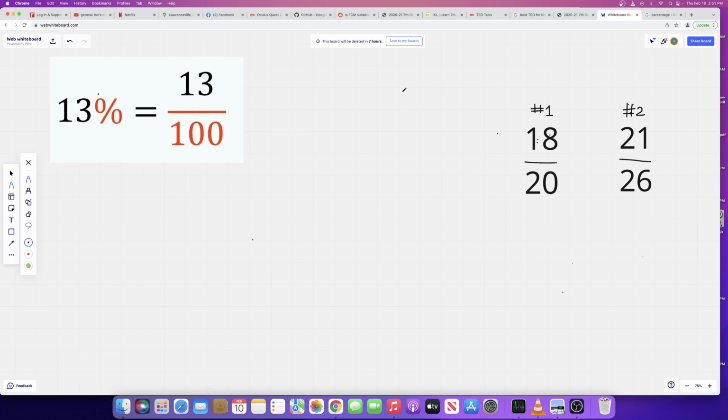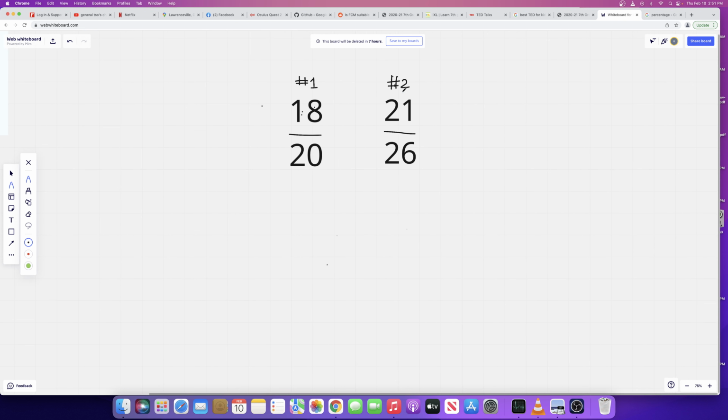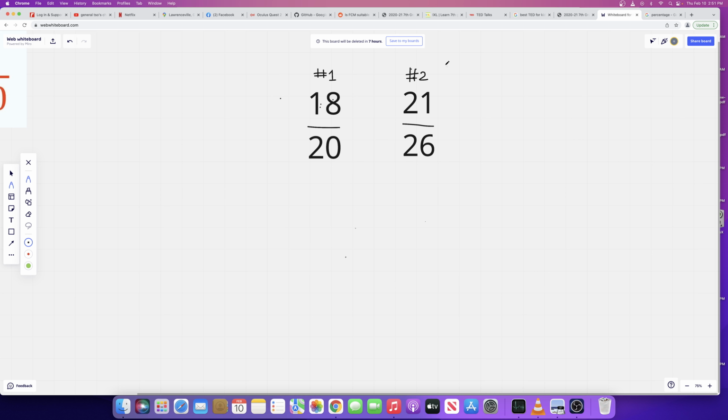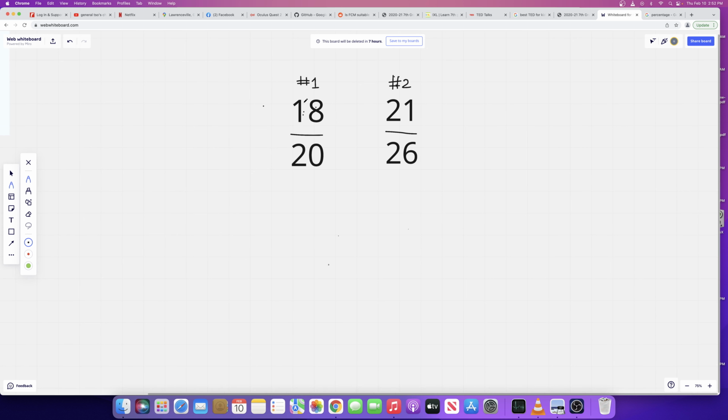So if we take a look at this right here, these are two tests. We have test number 1 and test number 2. Test number 1 is 18 over 20, that's our ratio, meaning there are 20 questions total on this test, and we got 18 of them correct. And on test number 2, we have 26 questions total, and we got 21 questions correct.